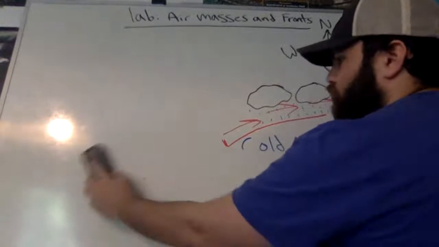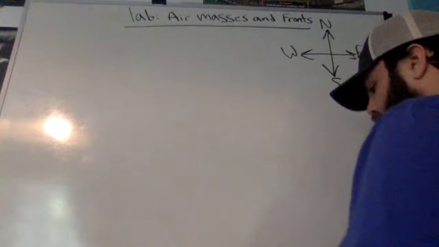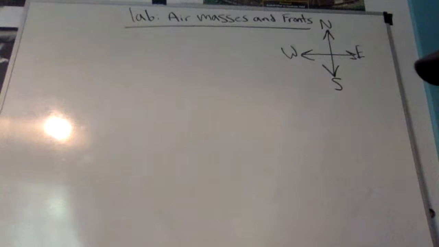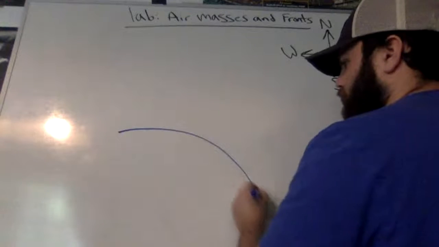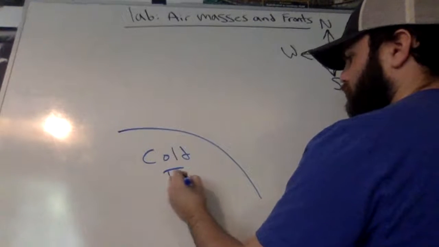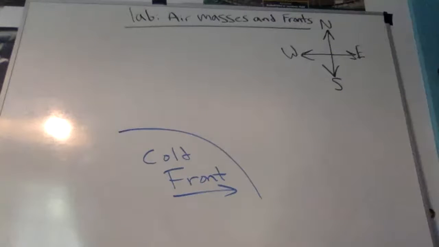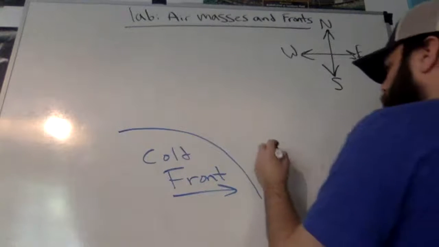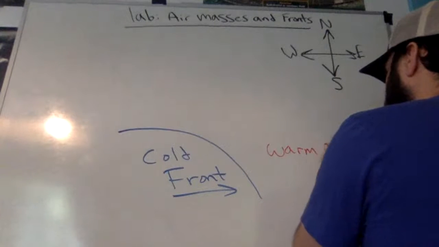So now number 4 is talking about densities. So when we're talking about densities, I'm going to draw basically the same picture that we did before. We got a cold front moving in, and then we have a warm air mass.